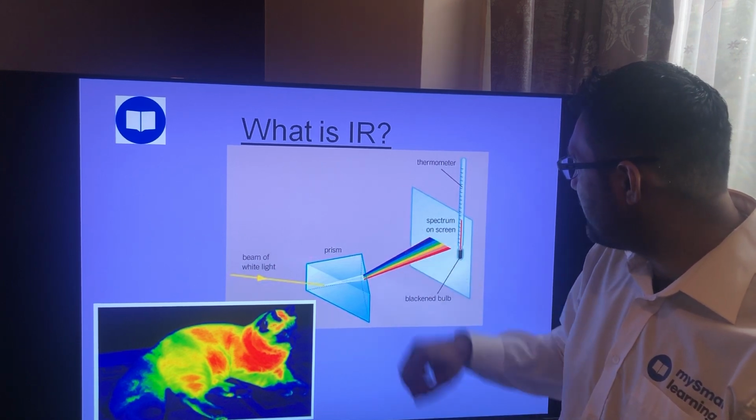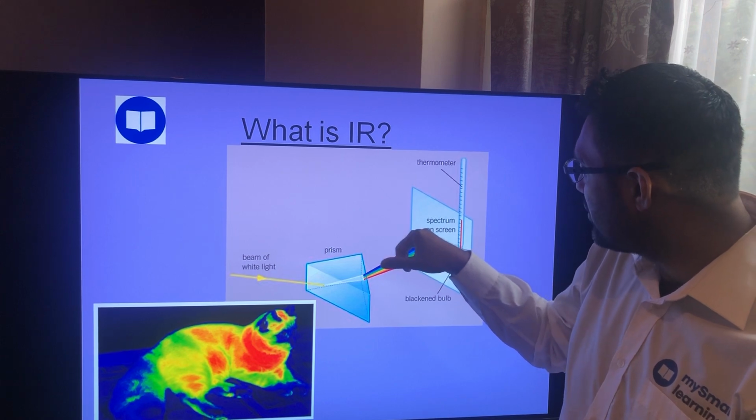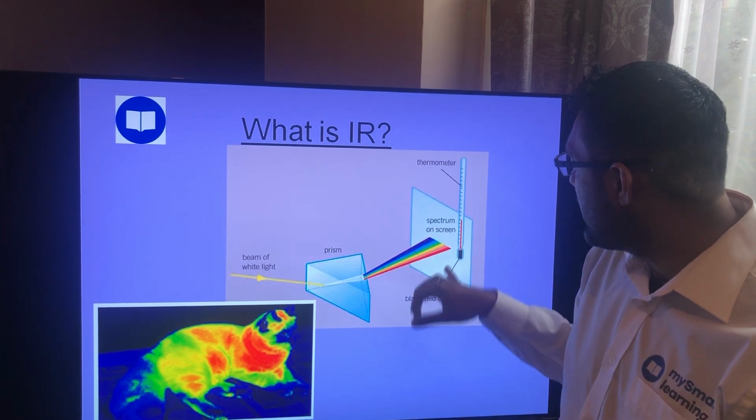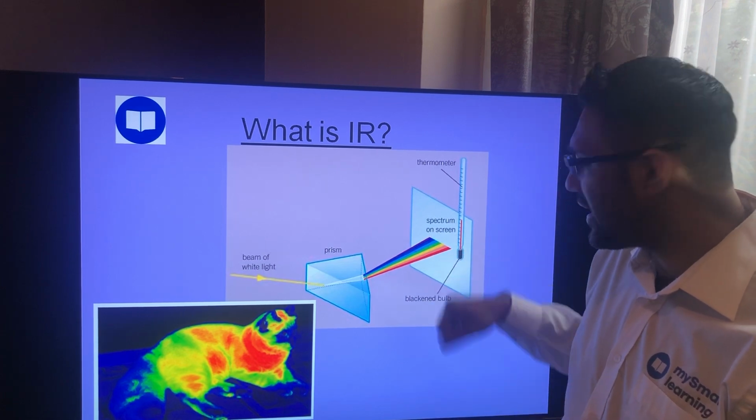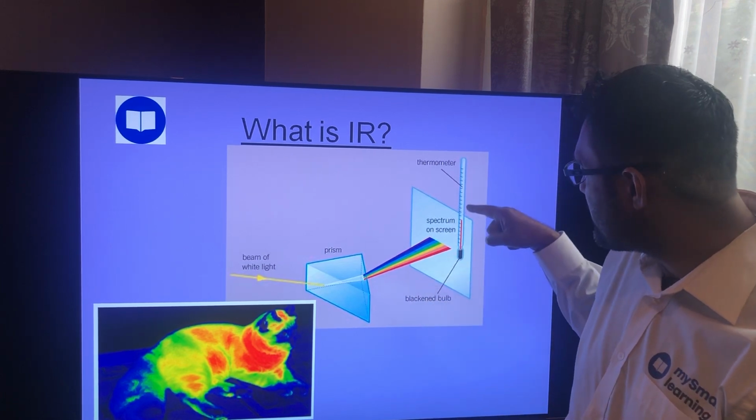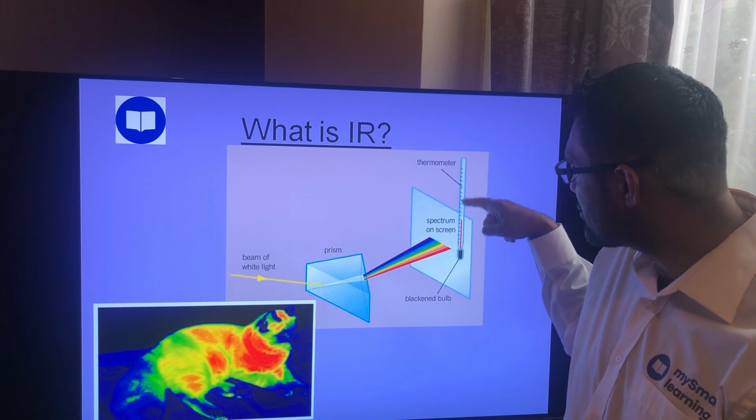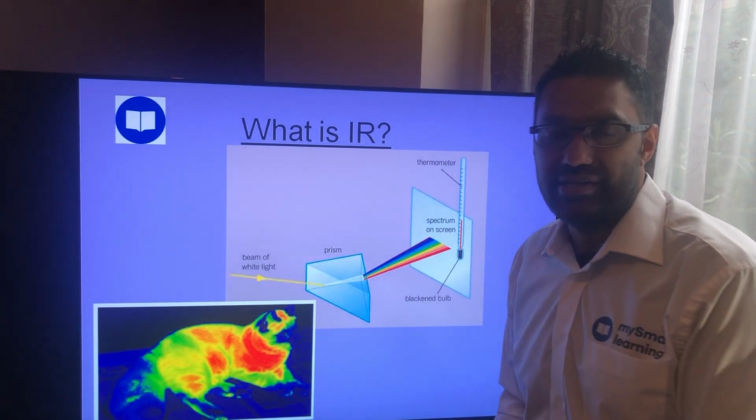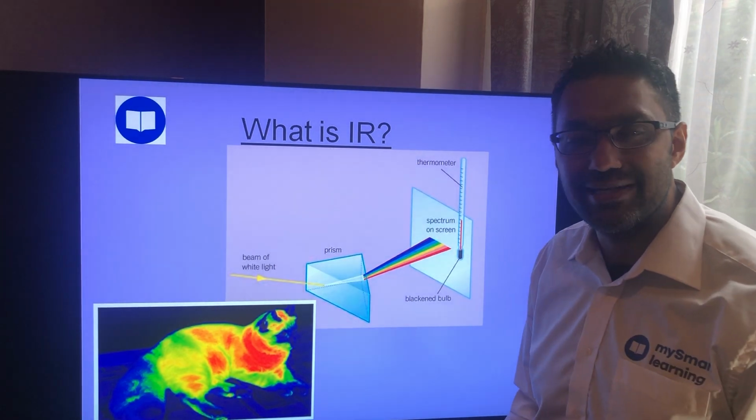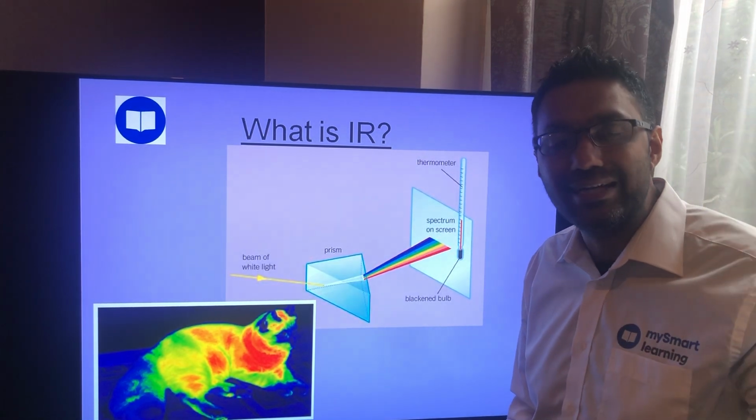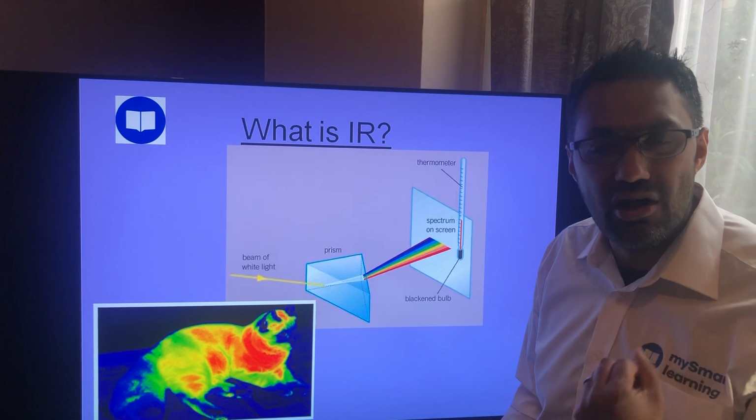Richard of York gave battle in vain. On that side, beyond the violet, is ultraviolet that you can't see. And on this side is the infrared. Now you can't see it, it's invisible to your eye. But if I put a thermometer there, you can see the temperature starting to rise. So what is infrared? Infrared is a type of radiation. It's part of the electromagnetic spectrum. It's just like light, but it's an invisible light that you can't see.